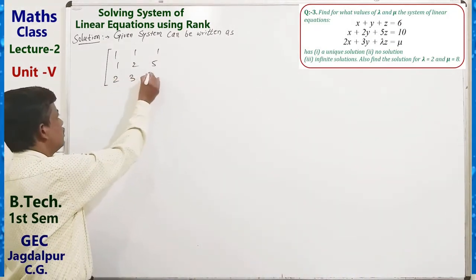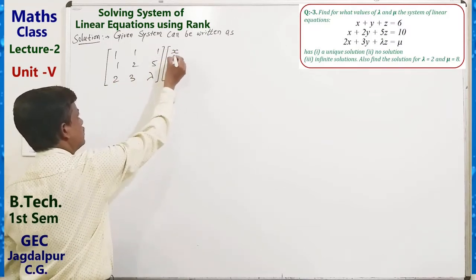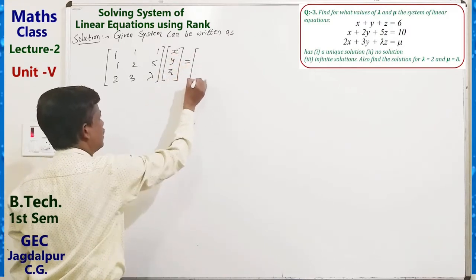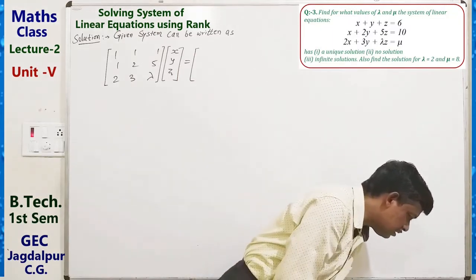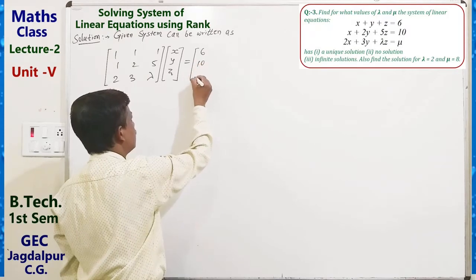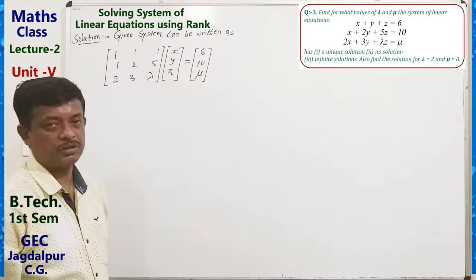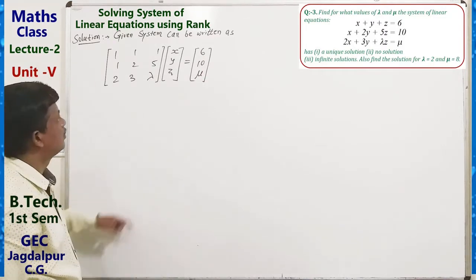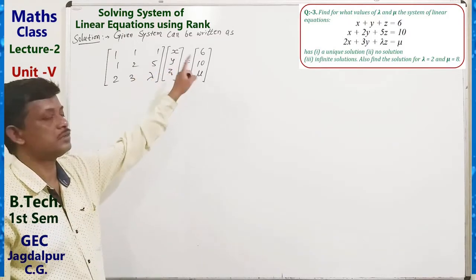Two, 3, lambda, and here x, y, z. Here the number of unknowns is also 3, and the right hand matrix is given as 6, 10, mu. Here lambda and mu are both constants. So this is the coefficient matrix, this is the solution matrix, this is the right hand matrix.